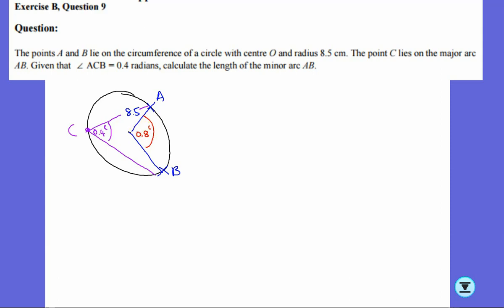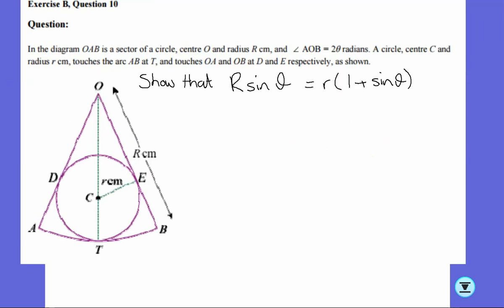Angle at the center is always twice the angle at the circumference. So the arc AB is equal to r theta. So r is 8.5, theta is 0.8. So let's just type that into my calculator. So 8.5 times 0.8 is 34 over 5. So that's 6.8, or 6.8 centimeters. Nice and simple, that one.